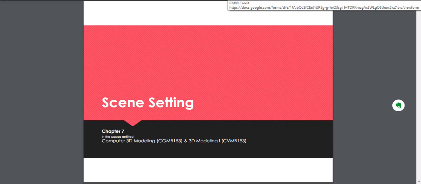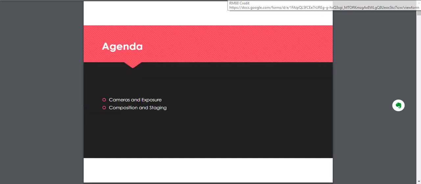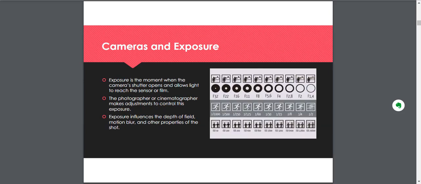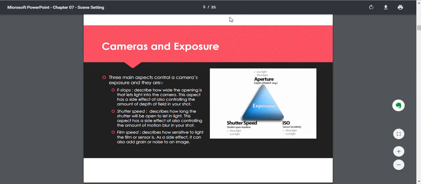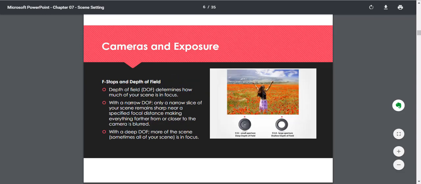Chapter 7 is a lot about how you compose your pictures. The kind of question I'm going to ask is basically about cameras and exposure. What controls exposure? The three main aspects that control a camera's exposure. What are the terms that relate to it? Like f-stops, which is your aperture, shutter speed, and ISO, which is your film speed. Shutter speed is how fast you're closing the shutter.